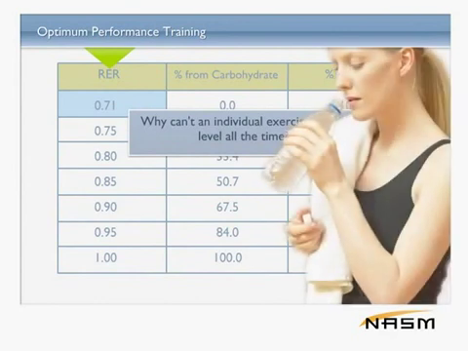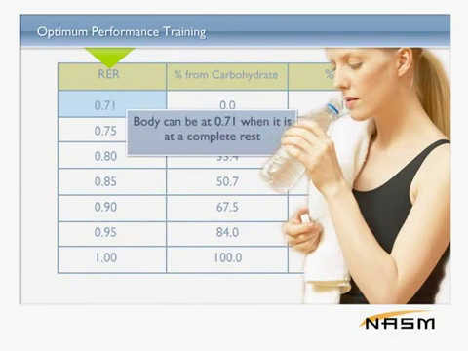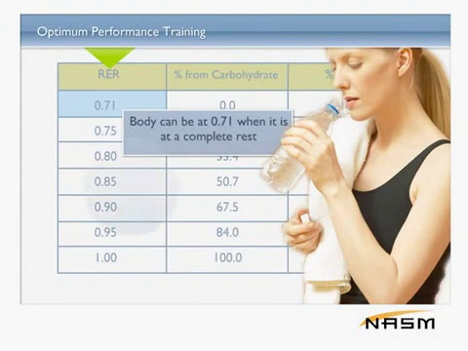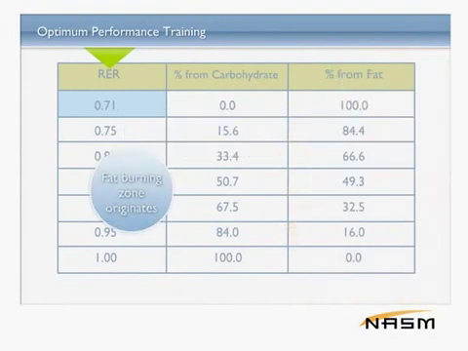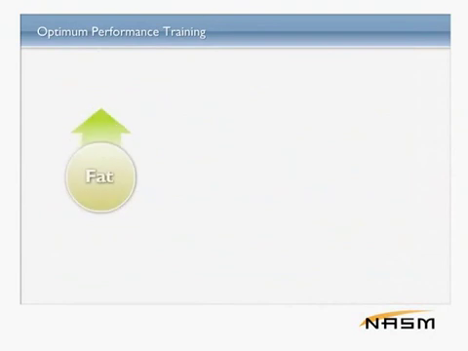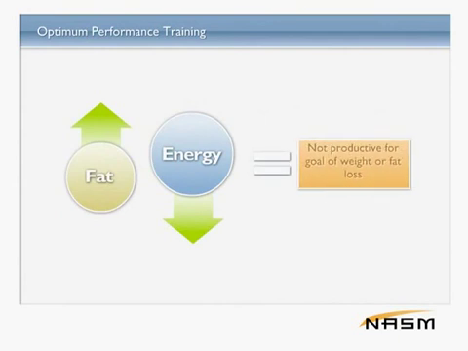The answer lies in the fact that the only time the body can be at 0.71 respiratory exchange ratio is when it is at complete rest. This is how the fat burning zone originated. Though the percentage of fat being burned is maximal, the amount of energy or calories used is minimal, and therefore not very productive for the goal of weight or fat loss.